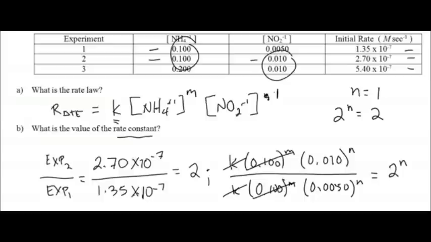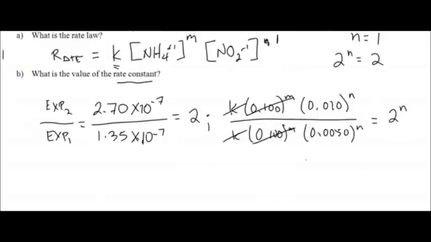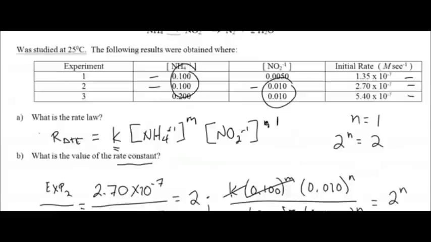Alright, so now let's do the same thing for the ammonium, where we want to use experiment 2 and 3 because the concentrations for the nitrite are the same, and now we know that the order for that is first order. So in this case I'm going to do experiment 3 over experiment 2. And again, I'm basing that on the concentrations that have the same value.